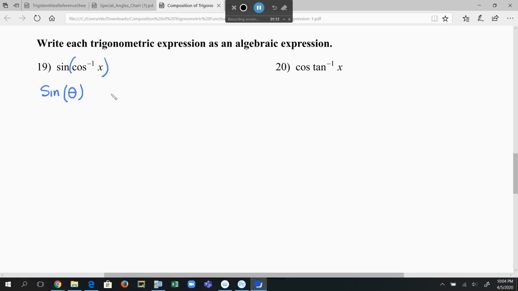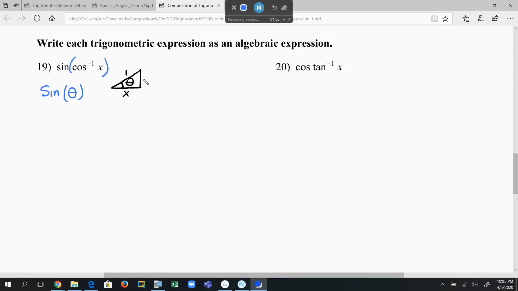So I'm going to go ahead and have a right triangle and label the angle theta. For cosine, here we only have x. Now cosine is adjacent over hypotenuse. If you see nothing in the denominator, you will put 1. So our next step now is that we need to find the opposite.